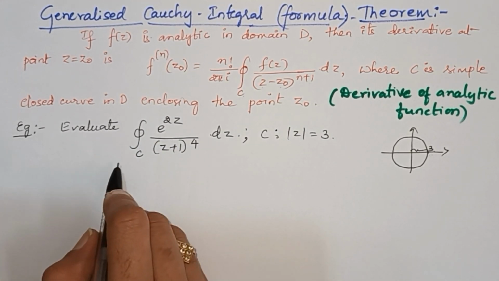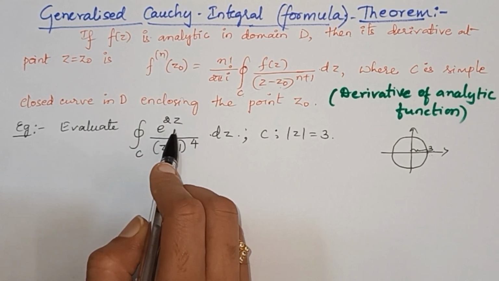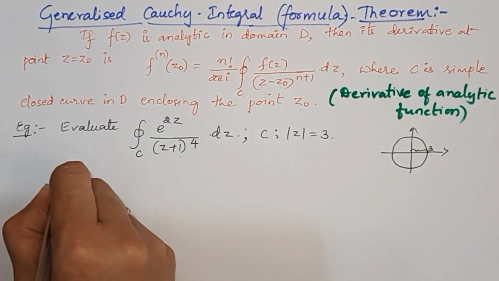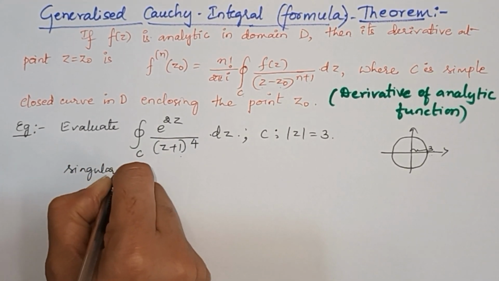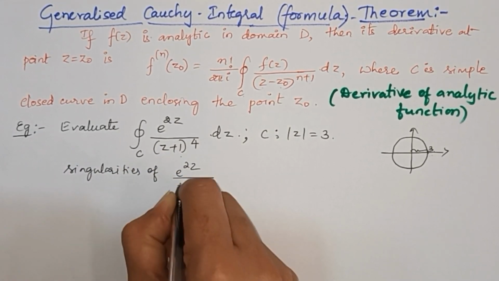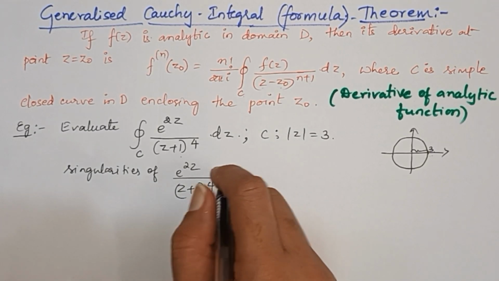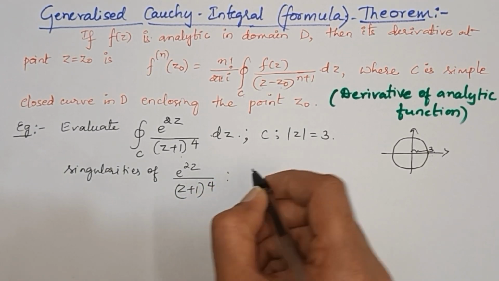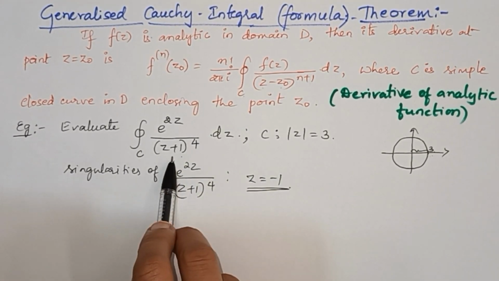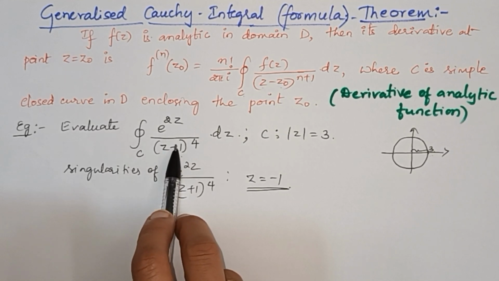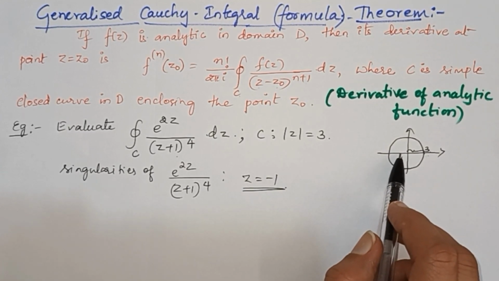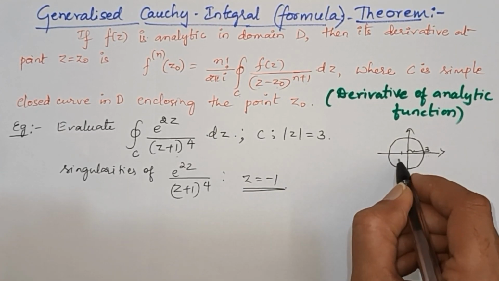Whenever any function is given, first you have to find out the singularities of this function. The singularities of e to the power 2z by (z plus 1) to the power 4: there is only one singular point, z equal to minus 1. Singularity means the function ceases to be analytic. z equal to minus 1 is within this closed circle, because here comes minus 1, minus 2, minus 3.